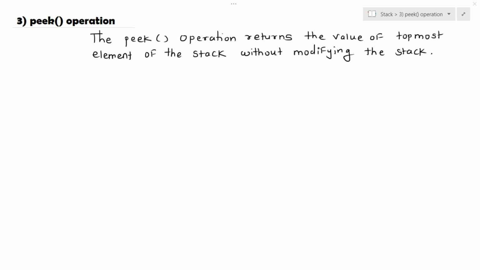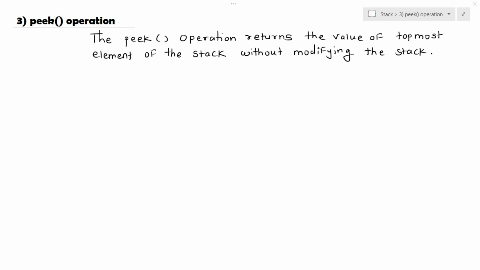First of all, what is meant by peek? The peek operation returns the value of the topmost element of the stack without modifying the stack. It is used to return the topmost element of the stack. This can be useful when you need to check the value of the topmost element before deciding whether to remove it or not. So it is used to return the value of the topmost element of the stack.